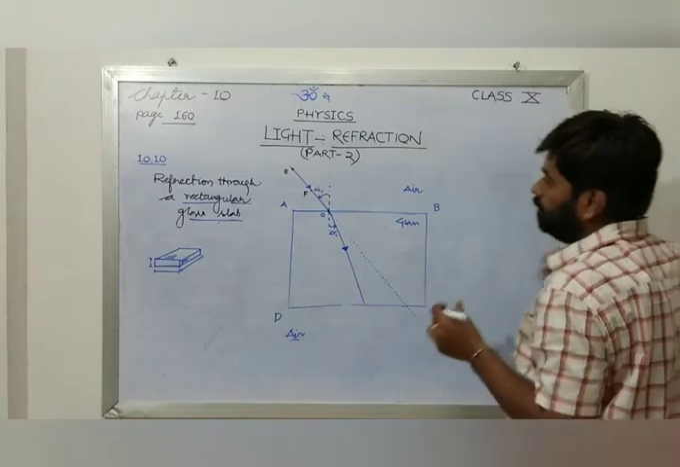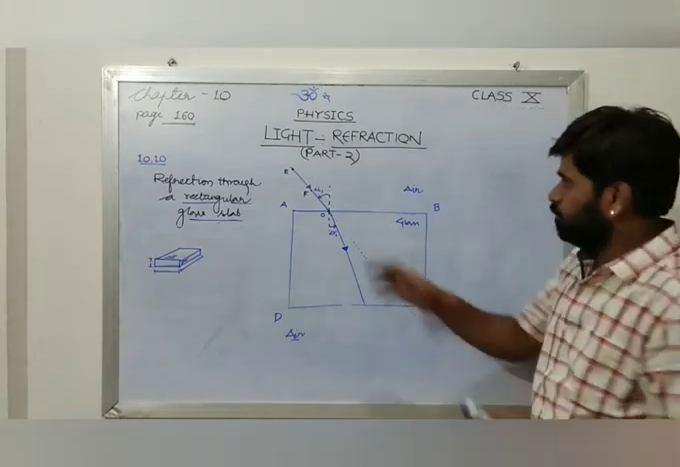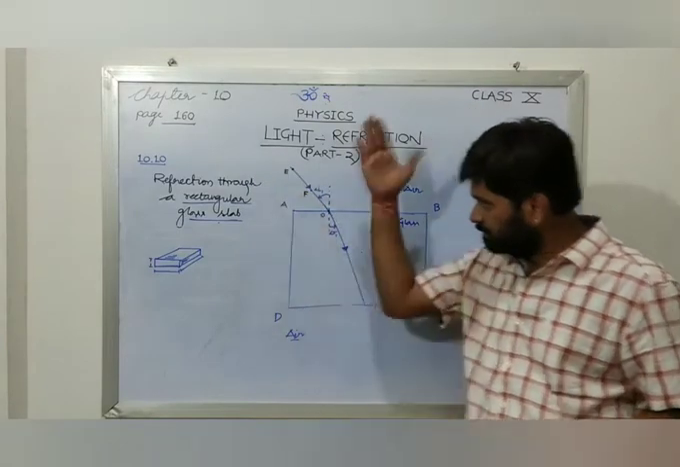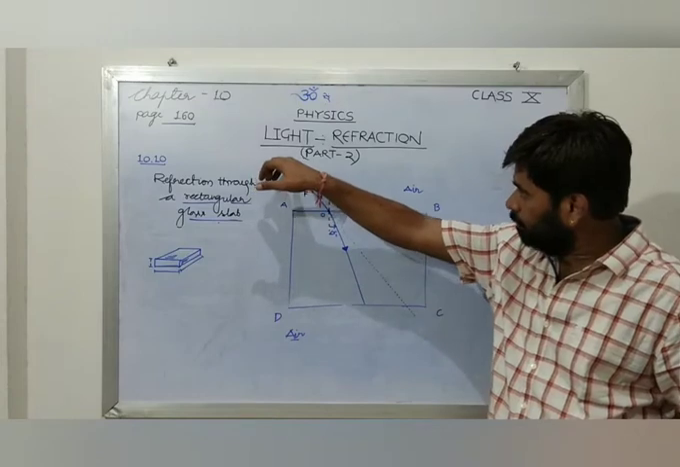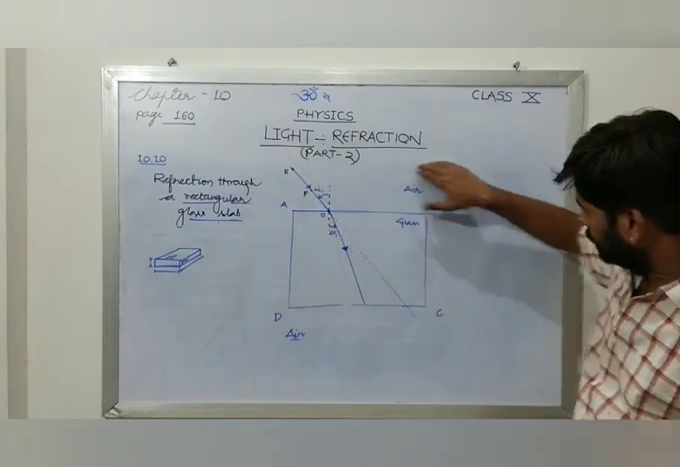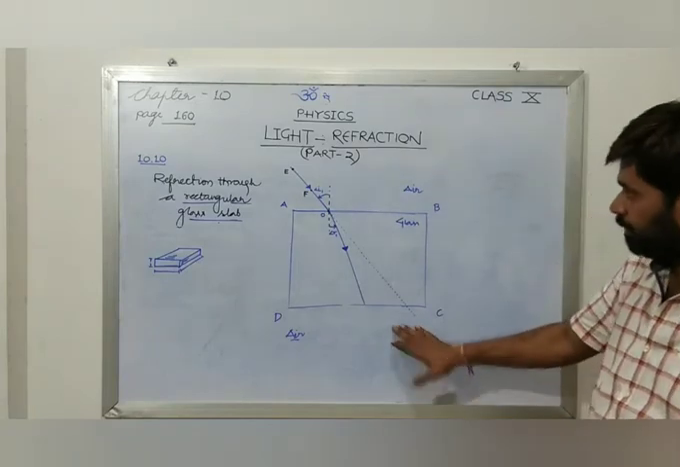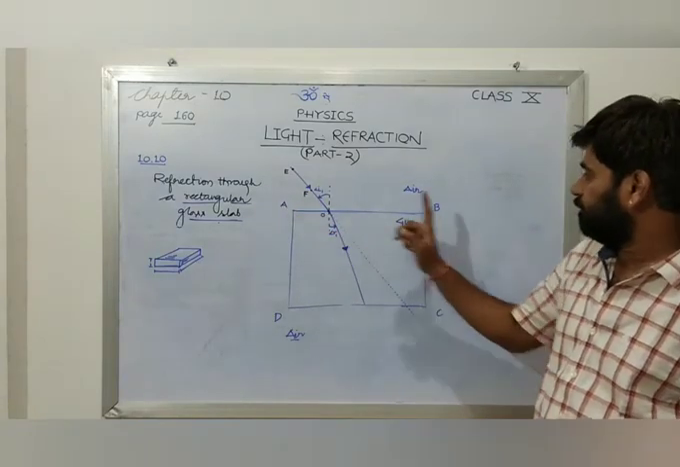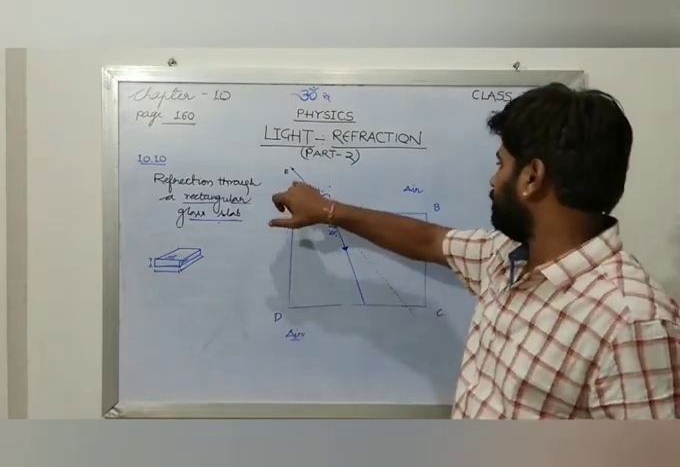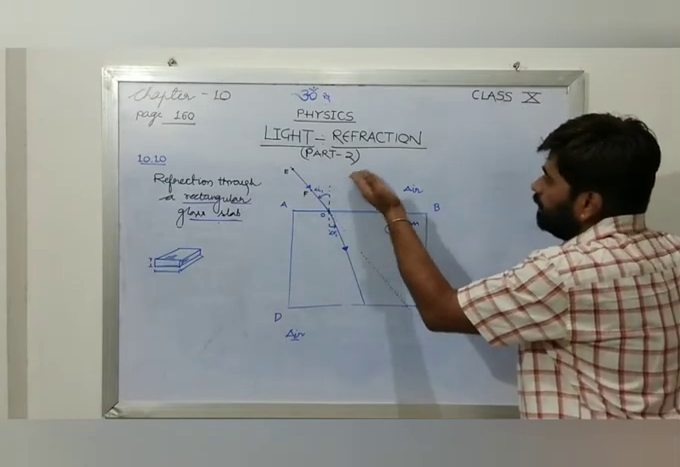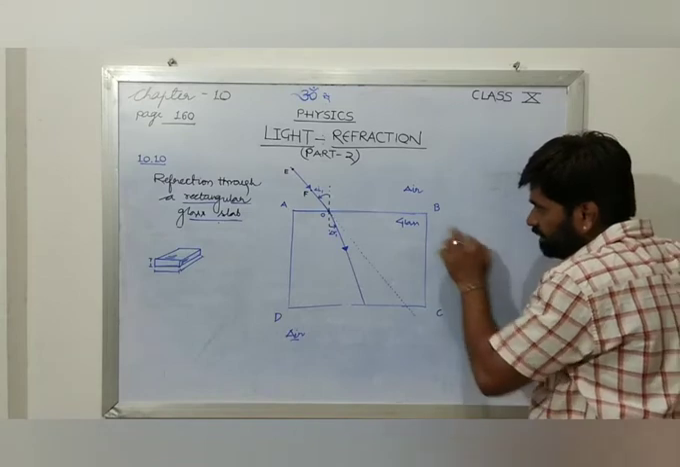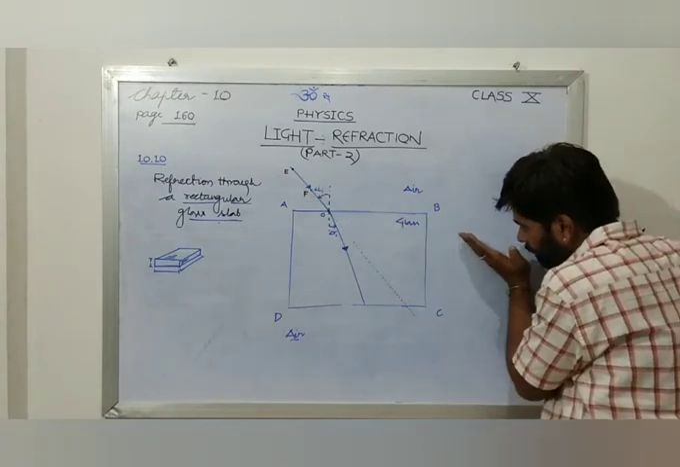Once you put these two pins normally on the surface, they should be on a collinear line. After that, you have to come towards the other side. Suppose the first refraction is from AB and the second is from CD. After E and F, you have to turn your eyes from here to here and observe whether you can see the image of E and F here.